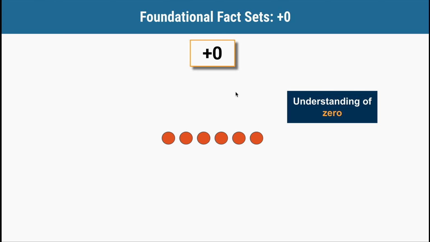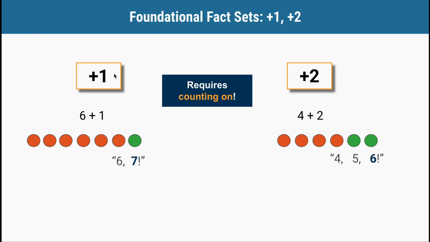Plus 0 is a foundational fact, so knowing that 6 plus 0 makes 6. That one is super foundational. Often this one is taught in context. Another foundational fact is any fact that is plus 1 or plus 2. These facts require students to count on.